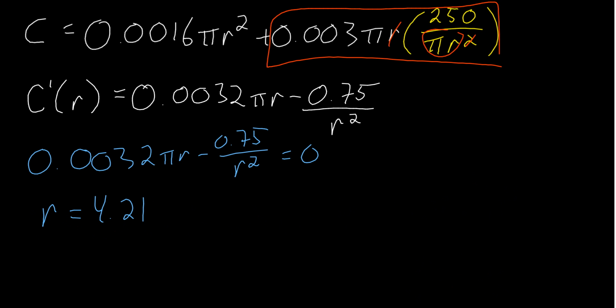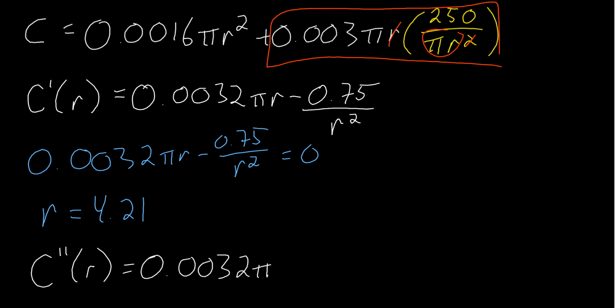Unfortunately, so let's go ahead and take the second derivative, C double prime of r. Well, this turns into, luckily, something pretty simple here: 0.0032 pi, and then it's going to be a plus now, and it turns into 1.5, put the 2 up front, and then over r cubed.